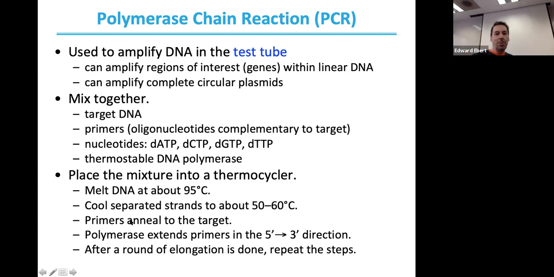Okay, so we cool, these anneal. Our polymerase will extend the primers in the 5' to 3' direction, and then after this is done, we do it again. We melt it again, do it again. And the fact that we will have a very, very high concentration of primers in there compared to native DNA means we are going to selectively amplify our gene of interest, okay?